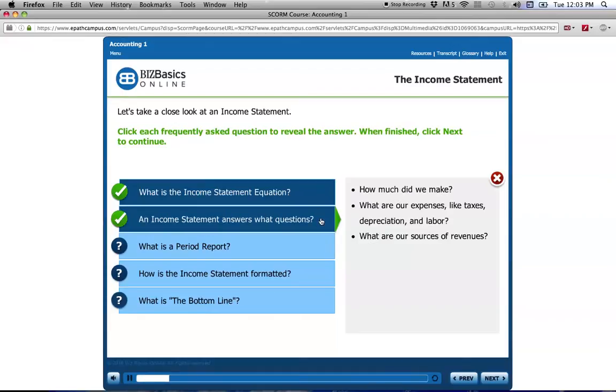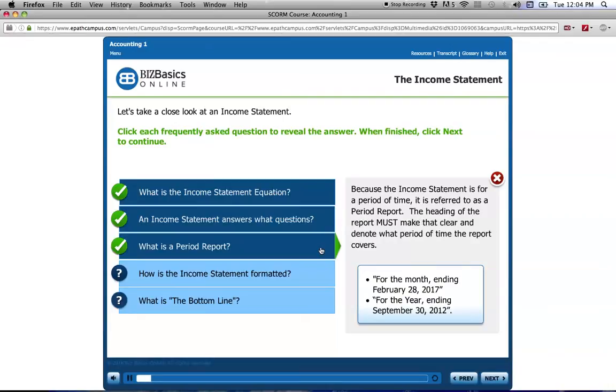The income statement answers fundamental business questions, like how much did we make? What are our expenses like taxes, depreciation, and labor? And what are the sources of our revenues? Each of these questions implies a period of time, as noted earlier.